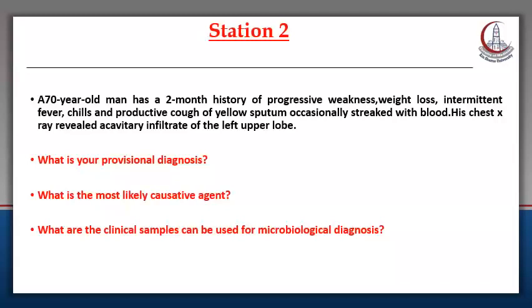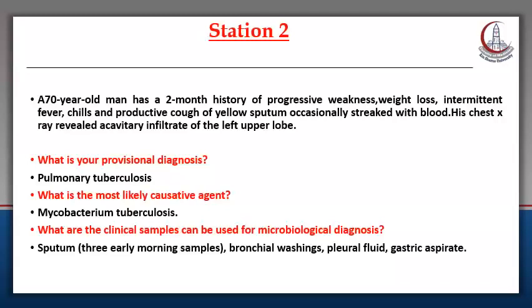These symptoms are called toxic symptoms. And also his sputum is yellowish, occasionally streaked with blood. The last key is the chest X-ray. Chest X-ray is revealing cavitary infiltrate on the left upper lobe. This is going with, yes, pulmonary tuberculosis, of course.